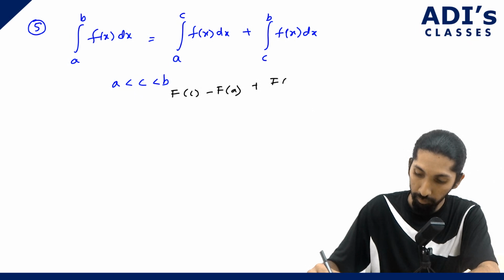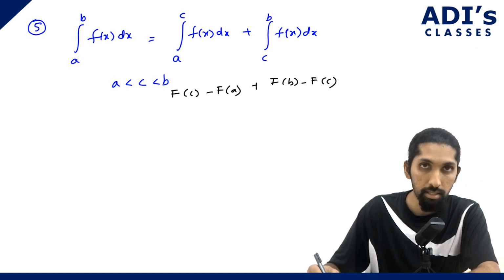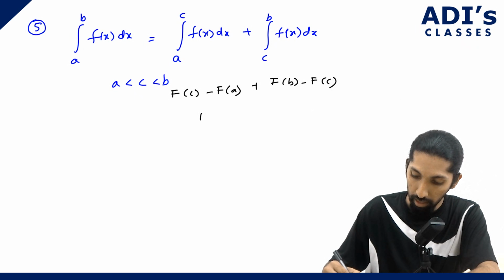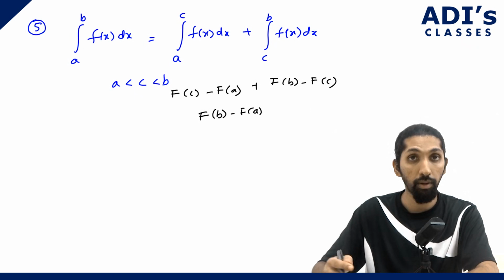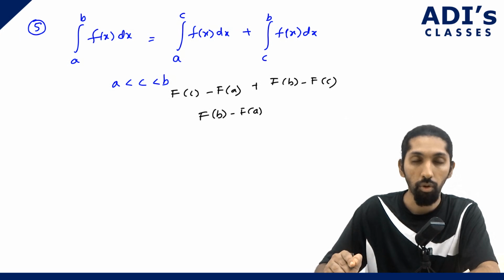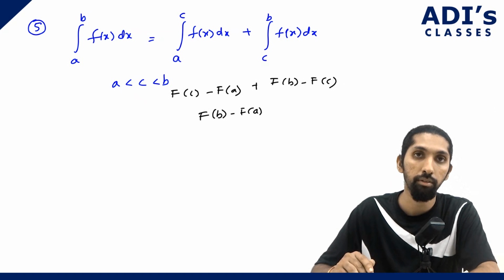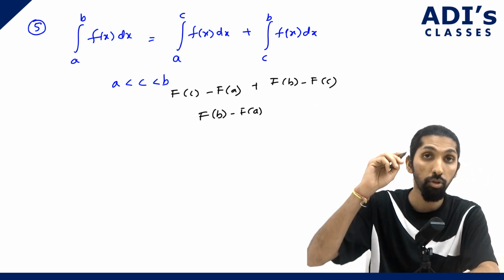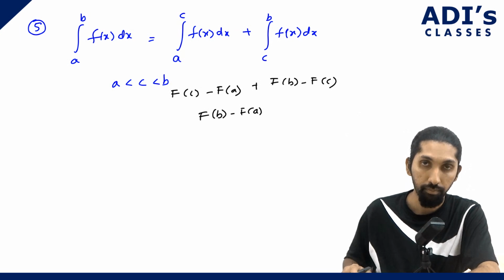Plus f of b minus f of c. F of c cancels. What do you get? F of b minus f of a. Isn't it what we have on the LHS? So the proof part is very easy. That's what I was trying to tell you. Let me show you an example for this one.